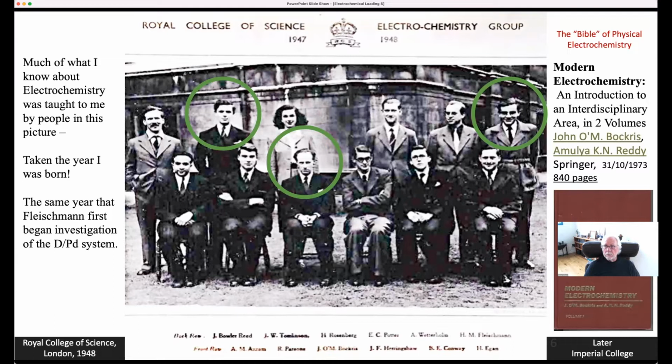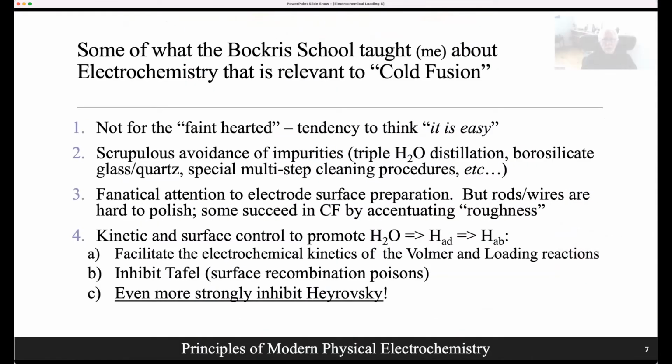My Bible of physical electrochemistry was John Bockris's Modern Aspects, first published in 1973, 2 volumes, 840 pages, very dense reading, very well worth attempting if you're interested in the electrochemical method. Some of what I learned from Bockris and his students, it's not for the faint-hearted. There is a tendency to think that electrochemistry is easy. I've watched people fall into that trap many times.